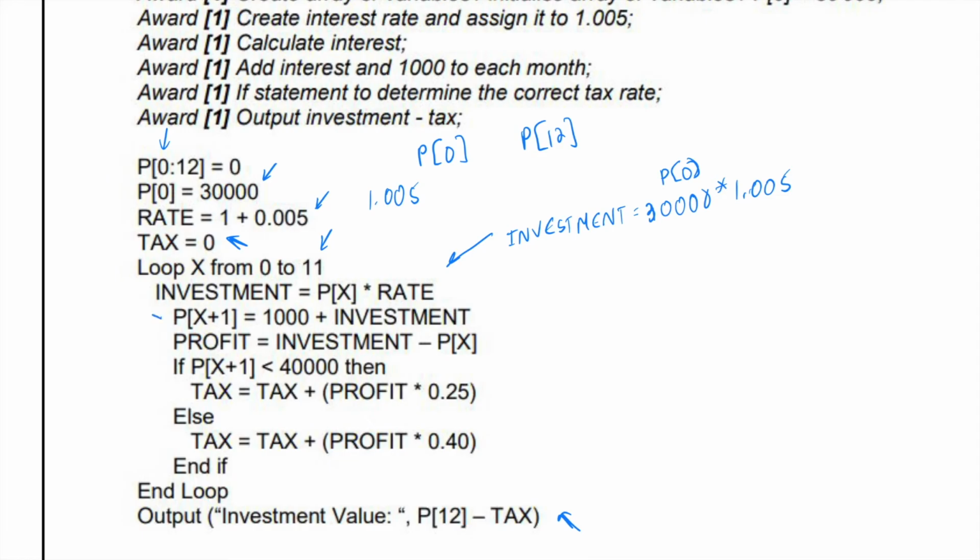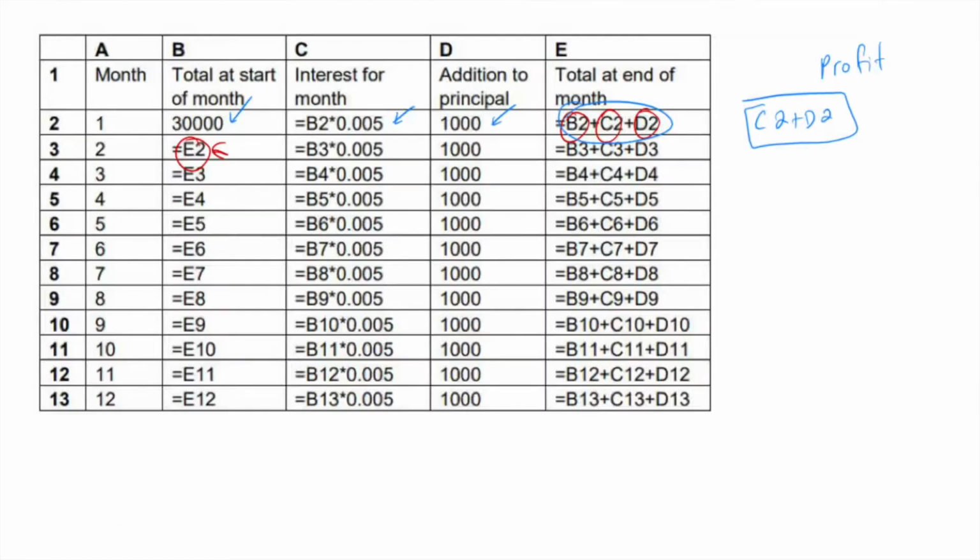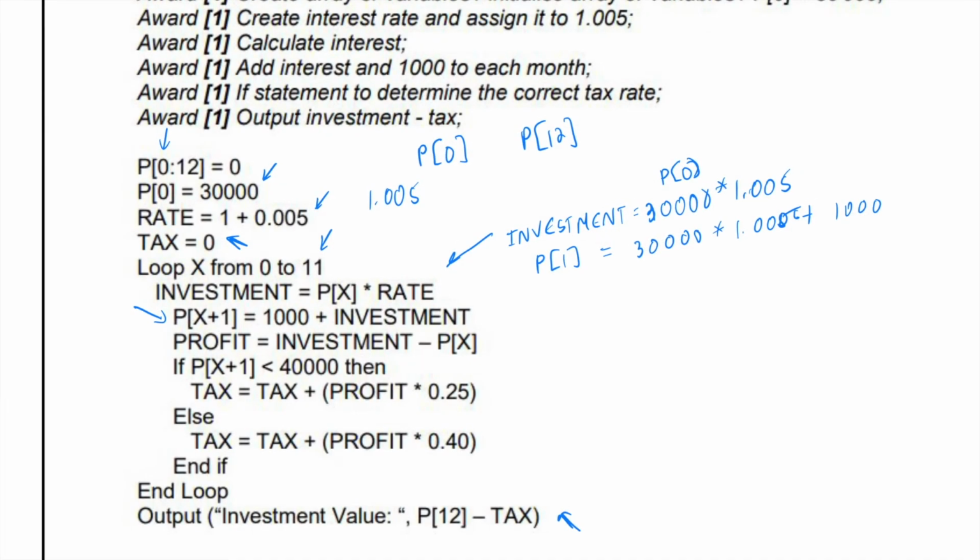So right here we have P x plus 1, so that means P1 would basically be equal to our value after interest plus our 1,000. So it'd be like 30,000 times 1.005 plus 1,000. So if we go back to our table right here, it's basically going to be this calculation, which I've circled like 5 billion times right here. So once we've done that, we're actually going to calculate the profit.